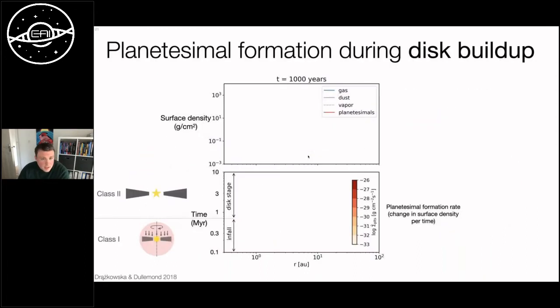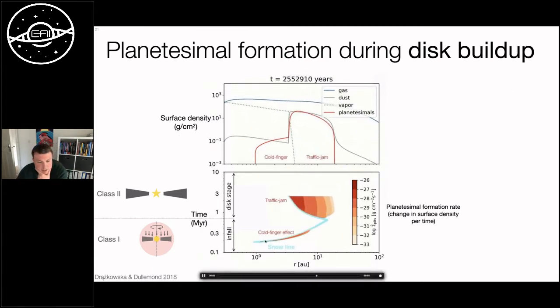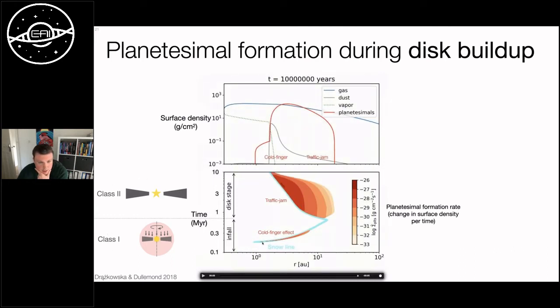What happens then is shown in this video here. So what you will see now is a video that basically calculates planetesimal formation over time and orbital distance during the transition from the class 1 to the class 2 stage. And this has been work done, published in Ronchkos and Gilman in 2018. So this here is orbital distance, this is time in millions of years, and this is the surface density. And you see the movement of the snow line from the class 1 stage to the class 2 stage. It moves outside and then it moves inside again.